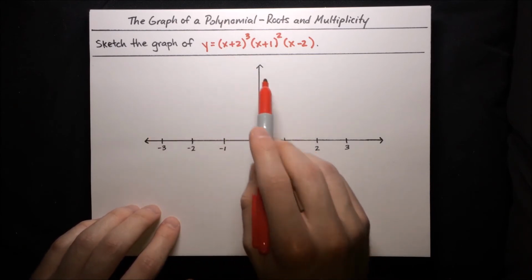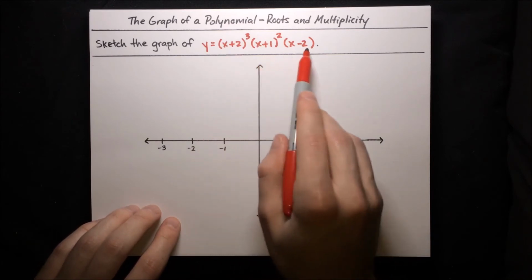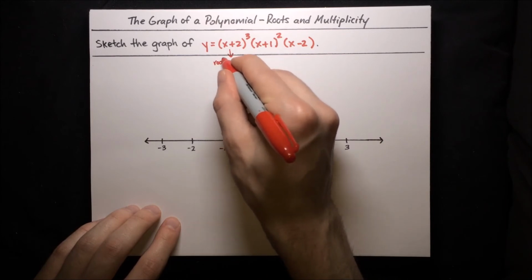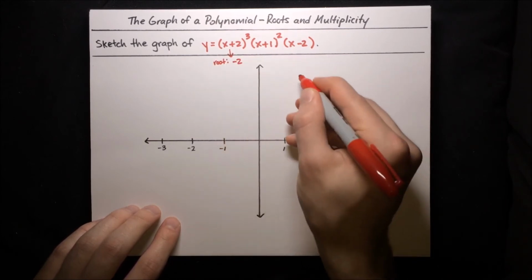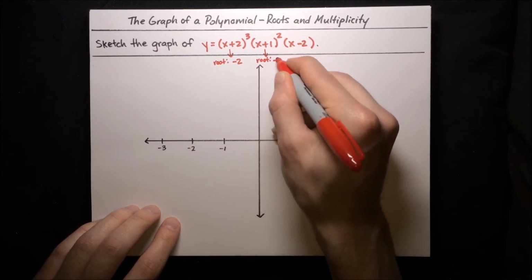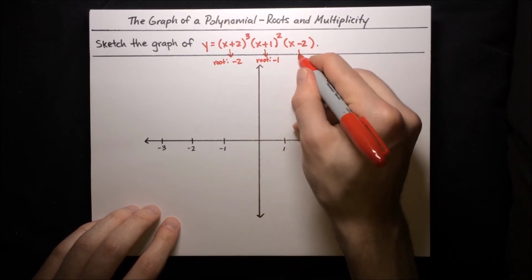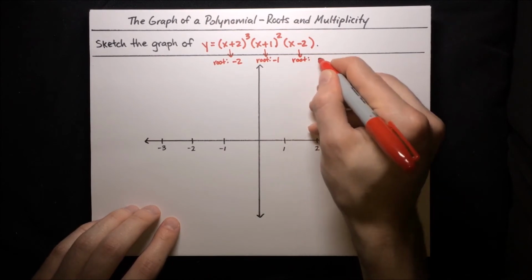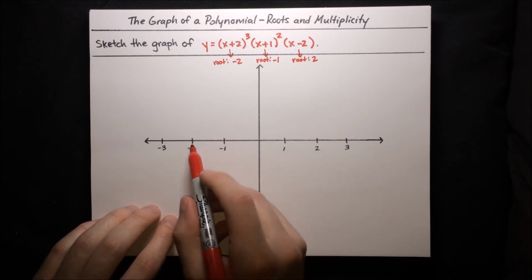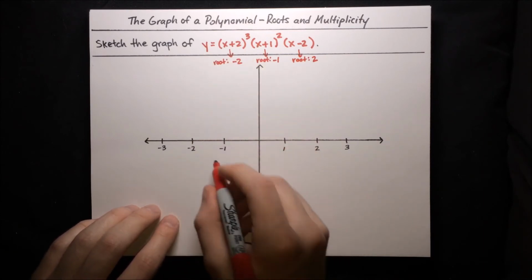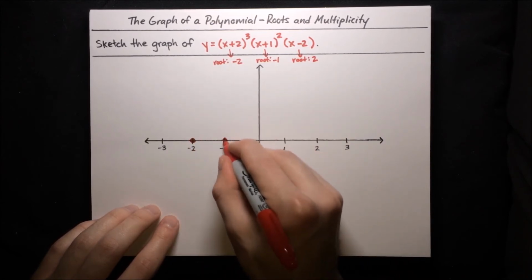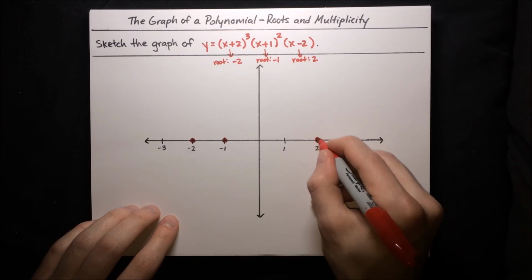So the roots correspond to the zeros of each factor. So x plus 2, that corresponds to a root of negative 2. X plus 1, that corresponds to a root of negative 1. And x minus 2, that corresponds to a root of 2. So let's go ahead and plot those. Roots are just going to be on the x-axis because the y value is 0 at the roots. So negative 2 is a root, negative 1 is a root, and 2 is a root.